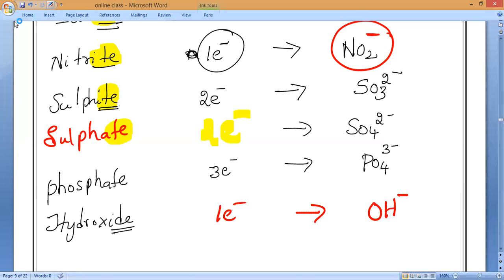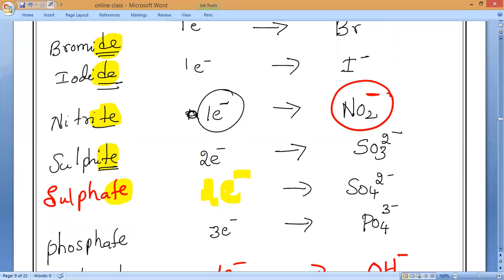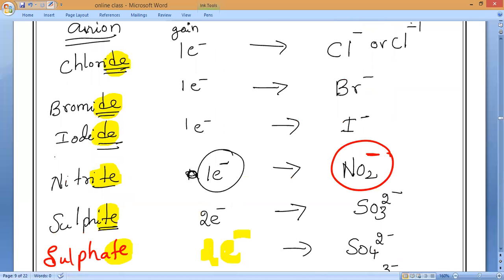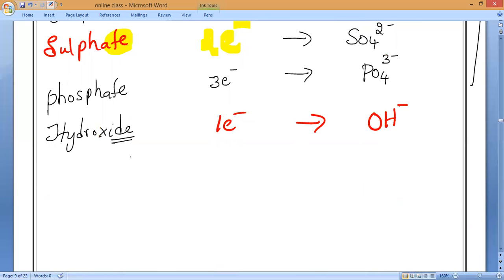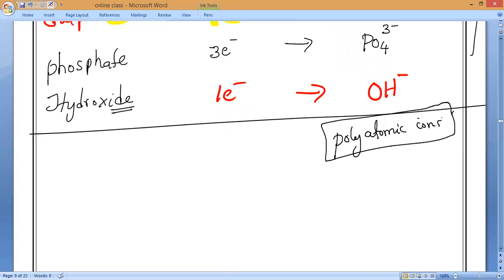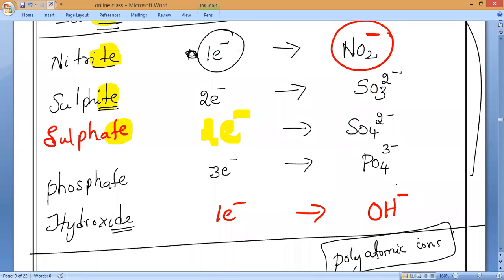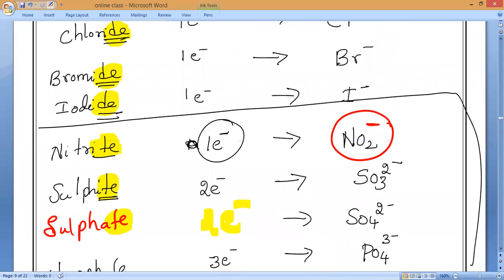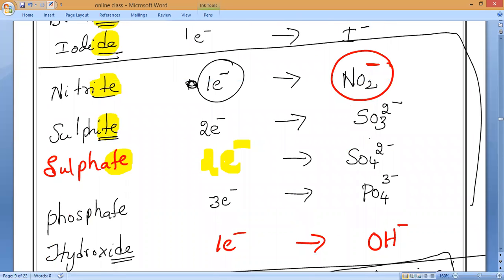So keep it in mind, the ions which I am saying from here, we have a special name for these, which is called polyatomic ions. Polyatomic ions means more than one atom is present. Do you notice it? Yes or no? More than 1 atom is present or not? Yes, sir. That is why they are called polyatomic ions.